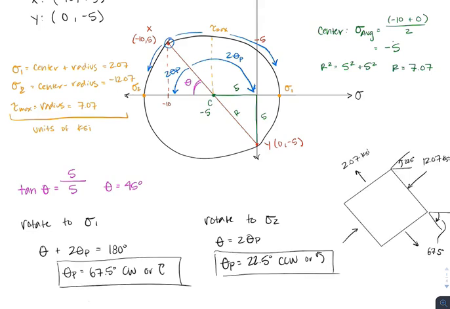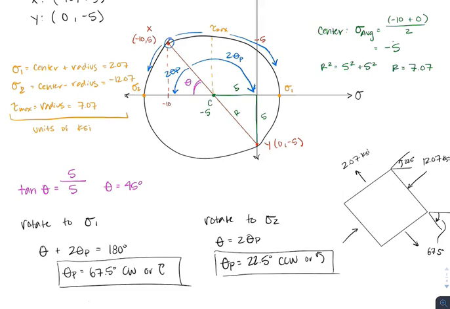As you can see with the stress block on the right, when you either rotate it in a counterclockwise direction of 22.5 degrees or a clockwise direction of 67.5, you get the same stress block, which looks like this. And then our stresses on that stress block happen to be the principal stresses of sigma 1 and sigma 2.